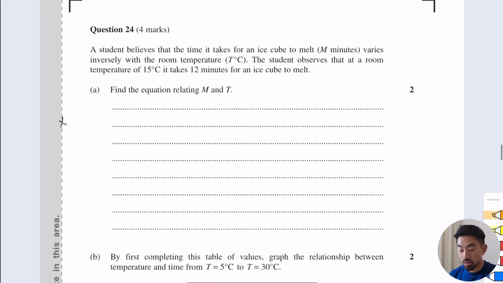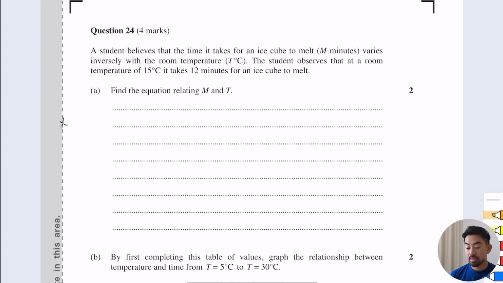Question 24. A student believes that the time it takes for an ice cube to melt varies inversely with the room temperature. A student observes that at room temperature of 15 degrees, it takes 12 minutes for an ice cube to melt. Find an equation relating m and t.